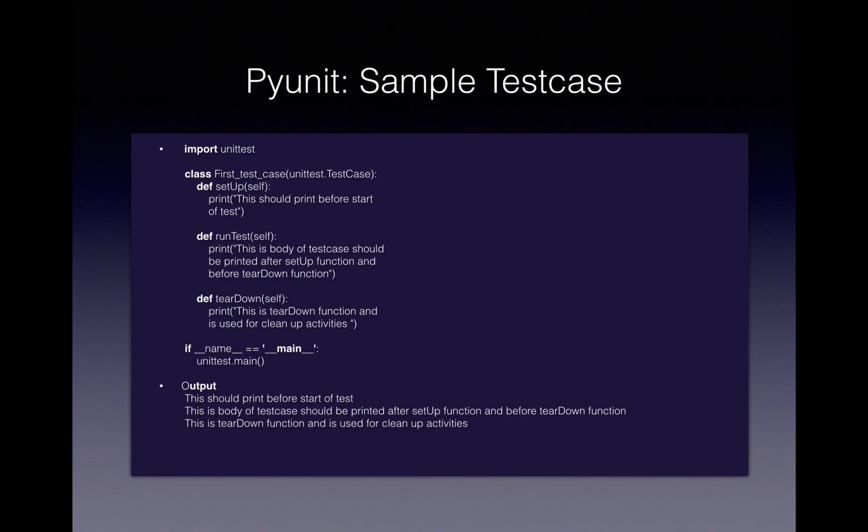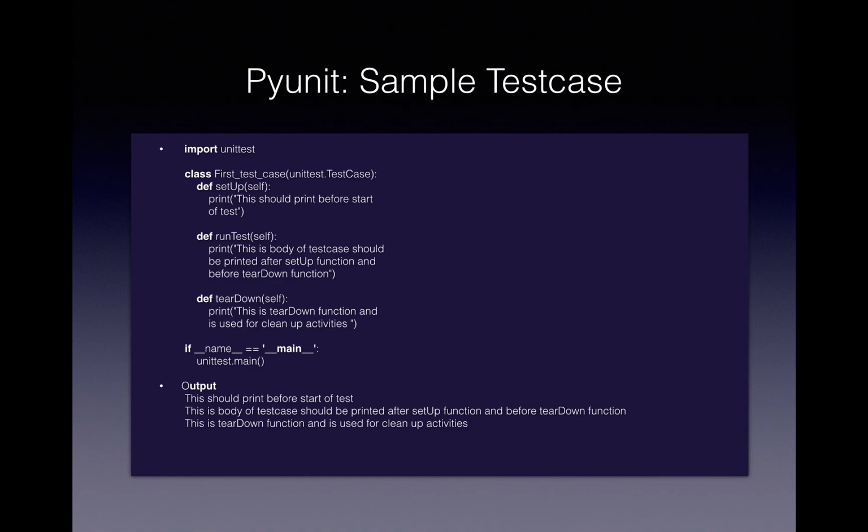What we have done is, we have created a test class, FirstTestCase, which is inherited from unittest.TestCase. Then after that I defined a setUp function, with a print statement provided within it. After that I created runTest, which, as I explained earlier, is the function that actually contains the testing scenario, and at the end there is another function, tearDown.